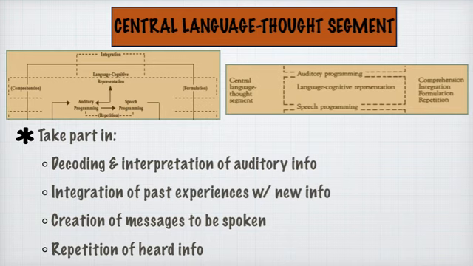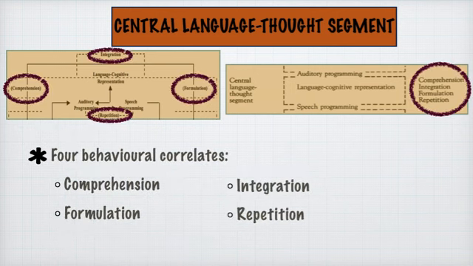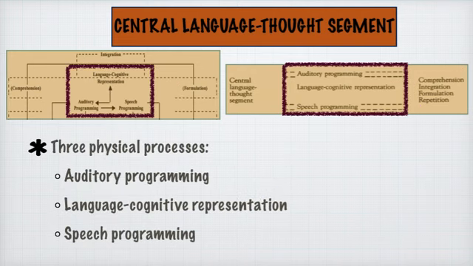Okay, the central language thought segment takes part in the decoding and interpretation of auditory information, integration of past experiences with new information, and the creation of messages to be spoken. Or it could be said ang repetition of heard information. So it has 4 behavioral correlates. First is comprehension, followed by formulation, integration, and then repetition. And contains 3 physical processes, namely auditory programming 2, language cognitive representation, and speech programming 1.